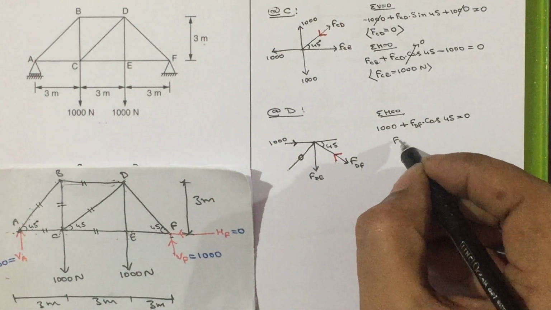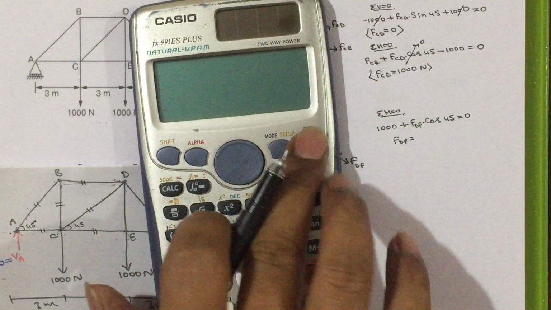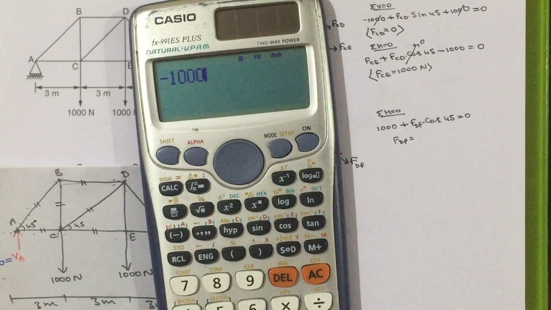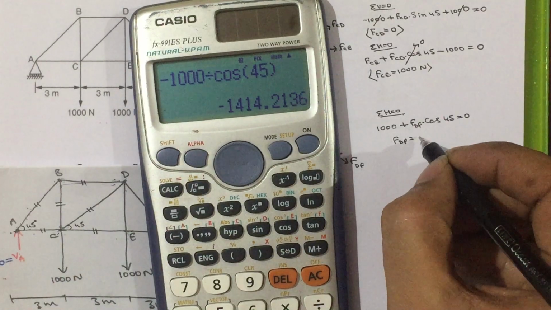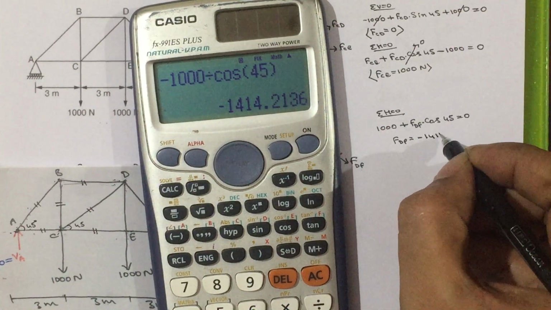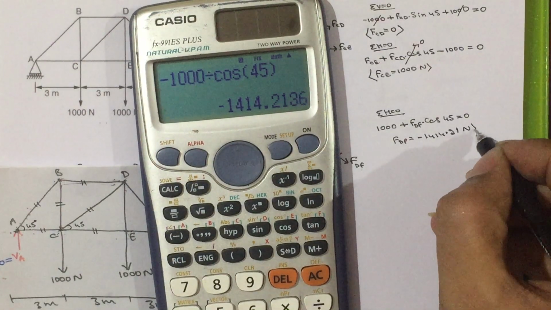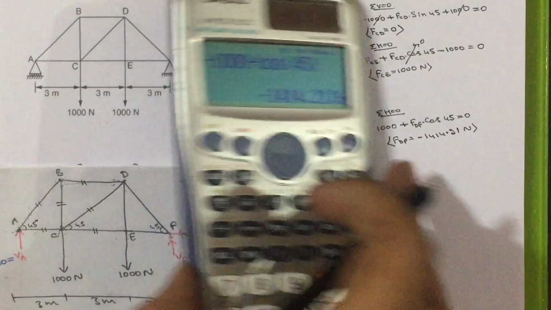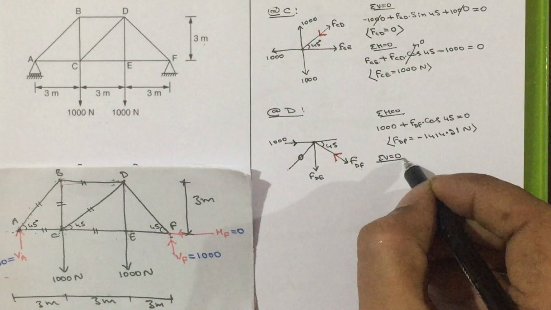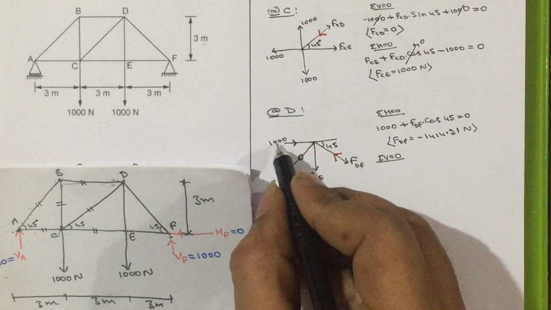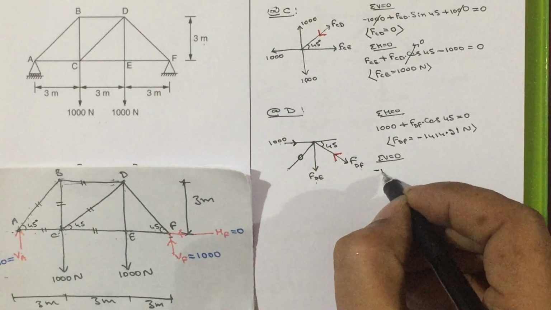So you are going to get FDF as minus 1000 divided by cos of 45. You are going to get it as minus 1414.21 newtons. So then calculate sigma V is equal to 0. Only the vertical forces, this is horizontal, leave it, there is no force here. Here it is minus FDE.